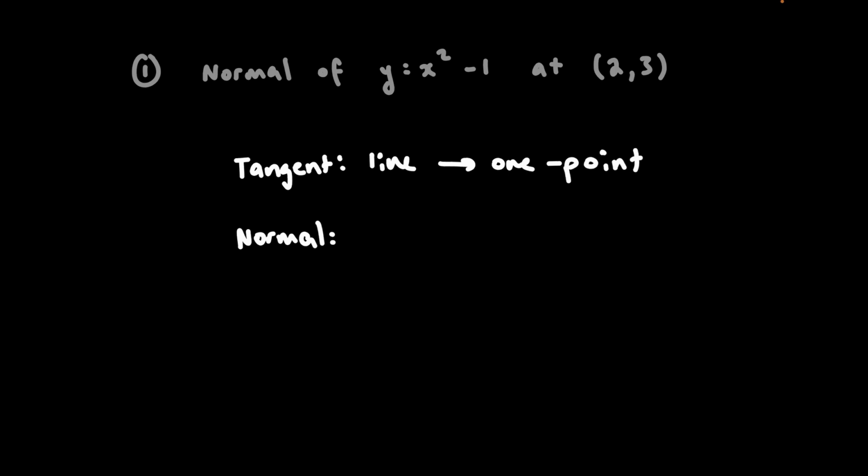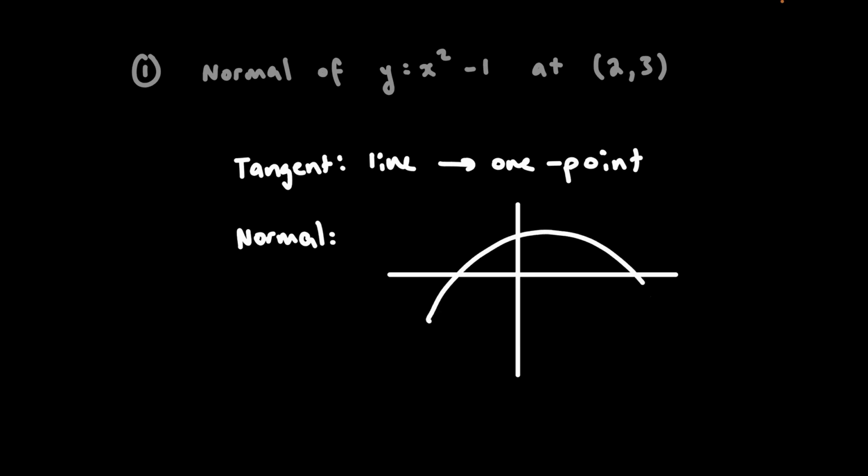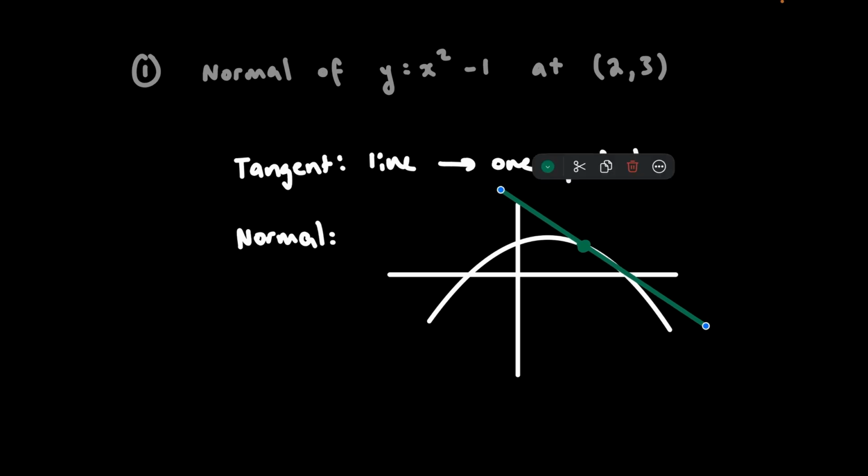That is the key. So for example, if I were to sketch a small graph of some random curve, let's suppose like this, a tangent to this curve at this point here would be this line. Okay, it would be this line because it only touches the curve at that one point and it doesn't touch anywhere else. So this line here would be considered tangent.